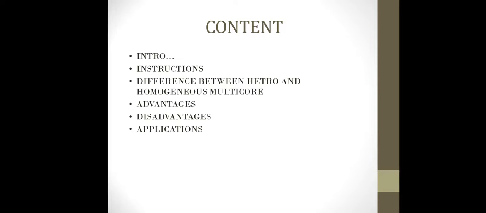The content in this TikTok is introduction, instructions of the heterogeneous multi-core system, and we can see differences between the heterogeneous and homogeneous multi-core systems, and the advantages and disadvantages of the heterogeneous and homogeneous multi-core system, and we can see the applications of the heterogeneous and homogeneous multi-core system in this given PowerPoint presentation.